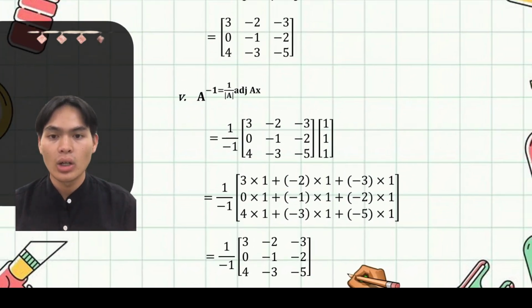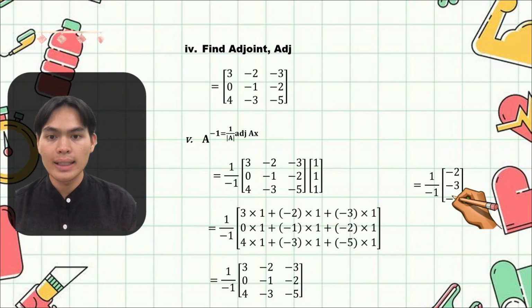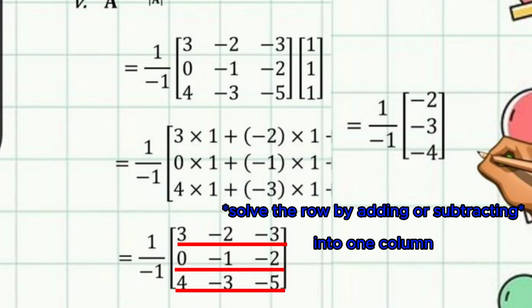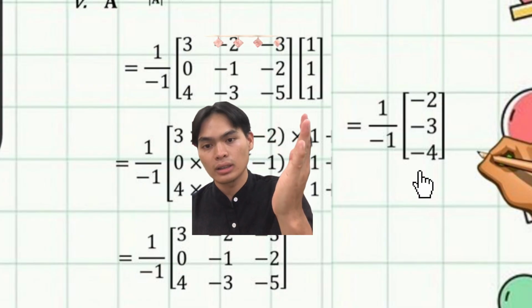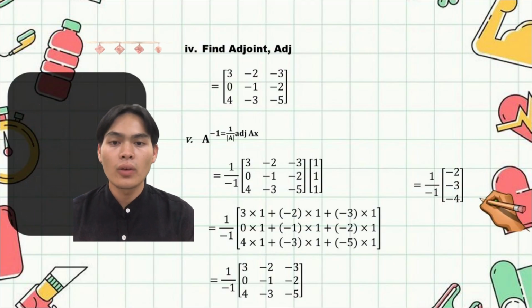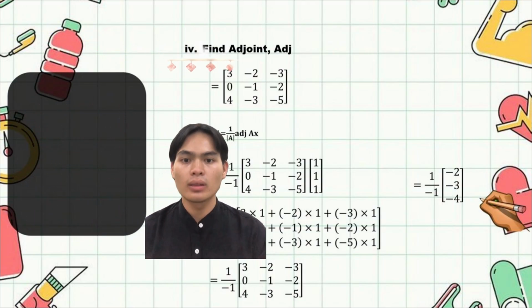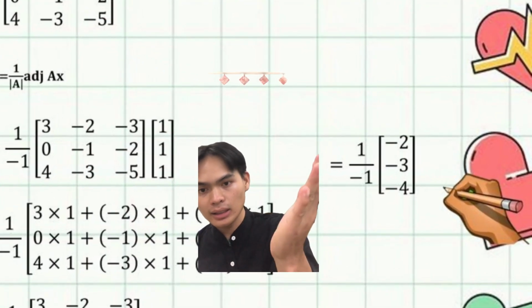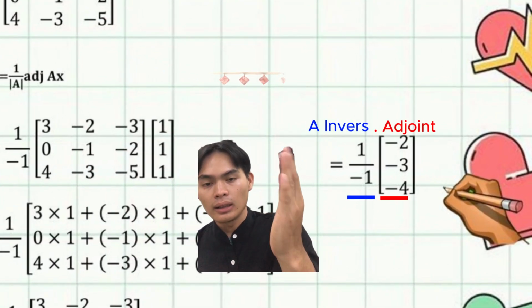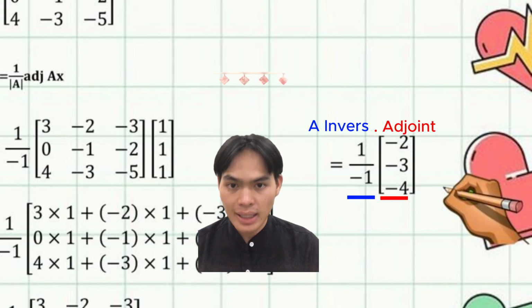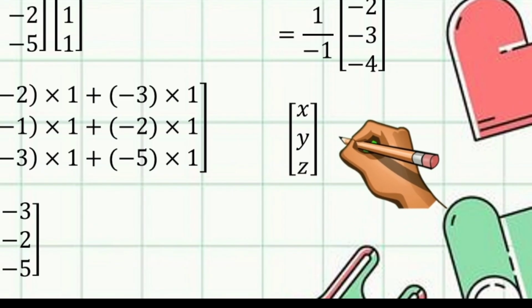After that, we need to solve each row by adding and subtracting its numbers in line, and now this is what we got. Now for the last step, we need to multiply this. Now we found the answer for x, y, and z.